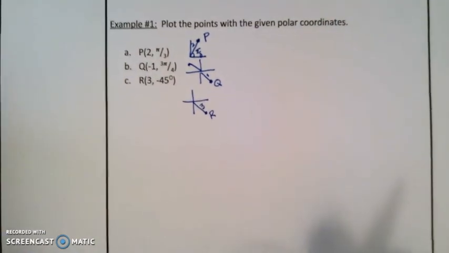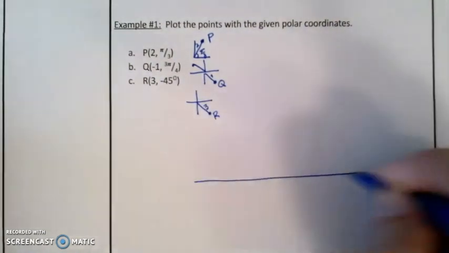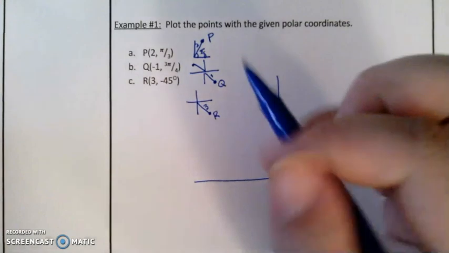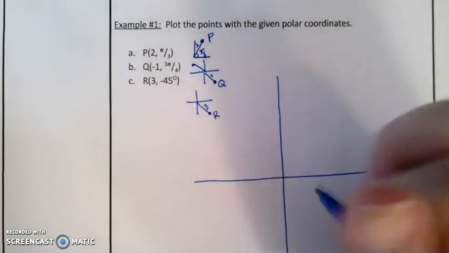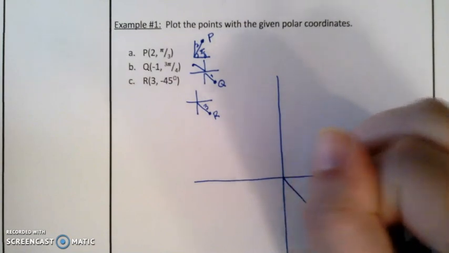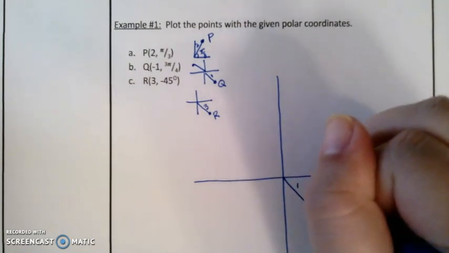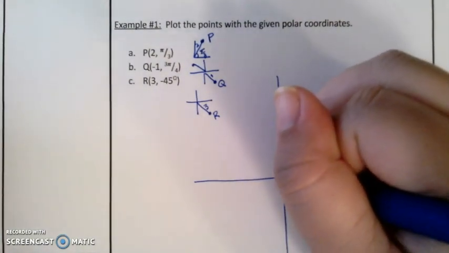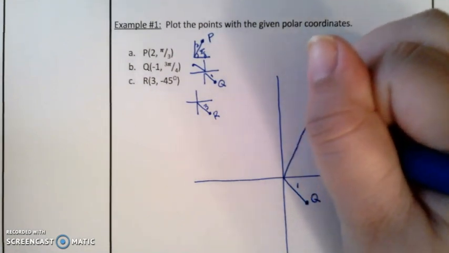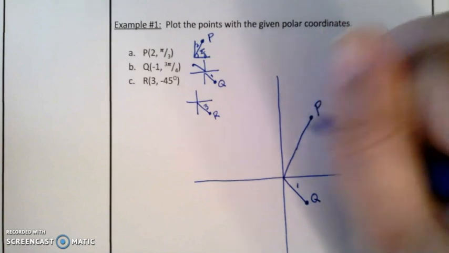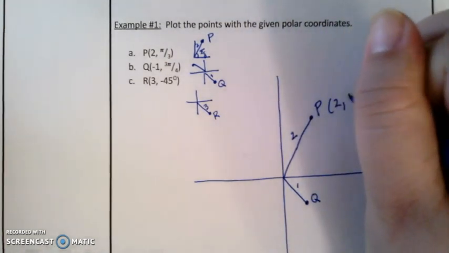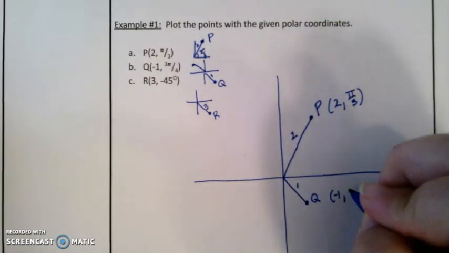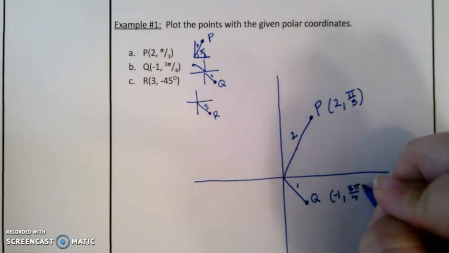Okay, so now I'm going to graph these bigger. Starting with my smallest radius, my radius of 1 with Q is here. Q. And then I have a radius of 2, so I'm going to approximate, that was like 1, 2. There's P with a radius of 2. So this is (2, pi over 3). This is (-1, 3 pi over 4).